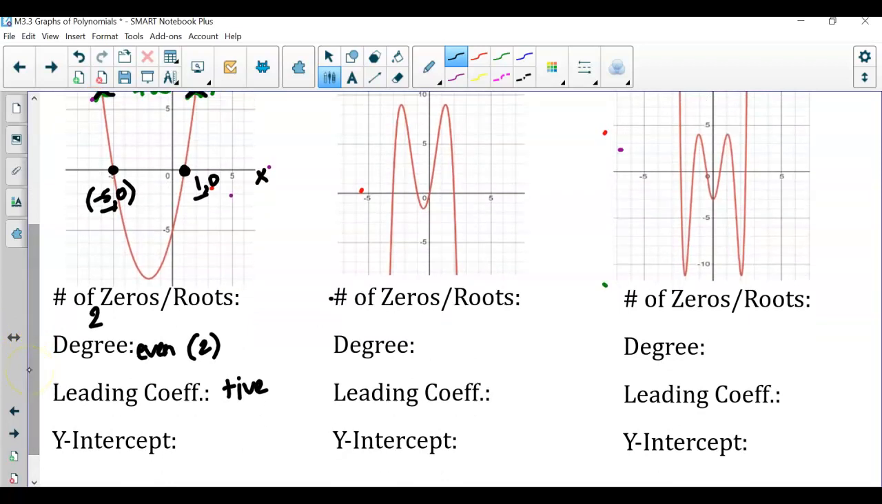Then the y-intercept. Well, the y-intercept, so where it's crossing the y-axis, is right here at -5. So that coordinate is (0, -5).